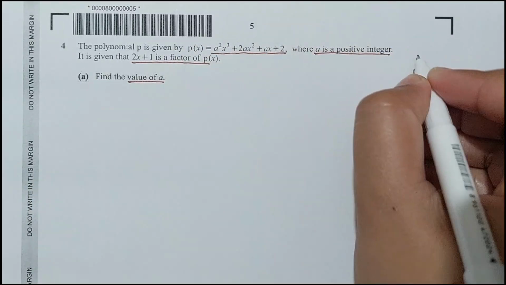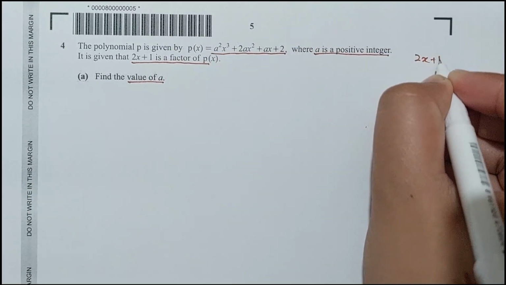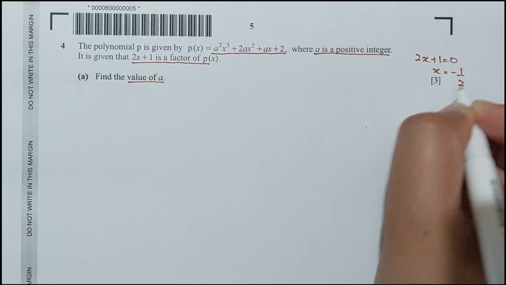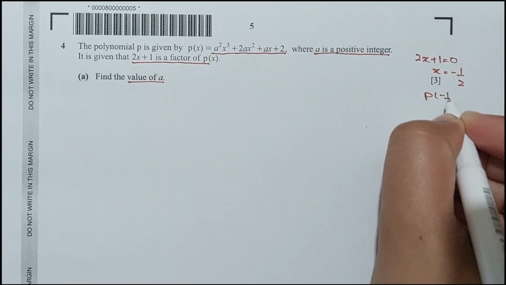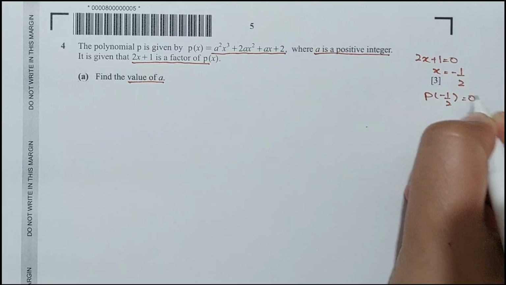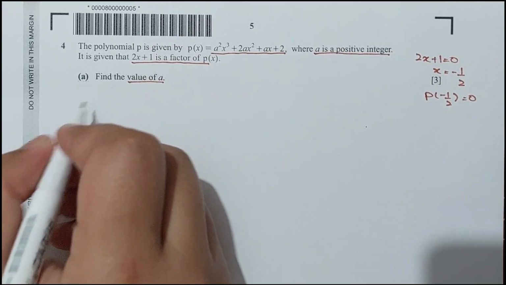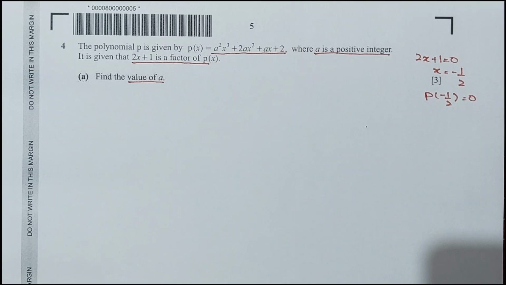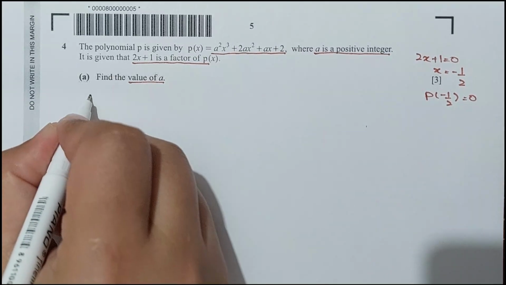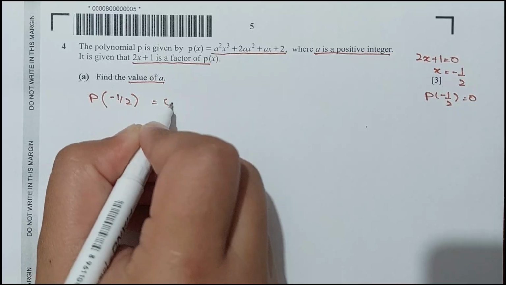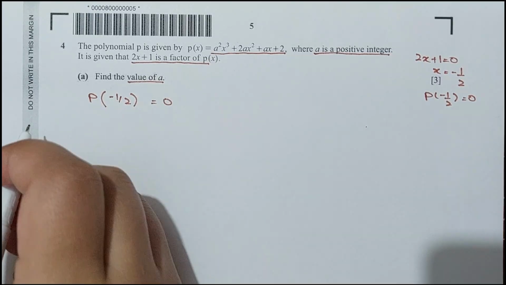Since 2x plus 1 is a factor of p of x, we can say 2x plus 1 equals 0, so x is minus 1 by 2. So p of minus 1 by 2 should equal 0, since it is a factor of p of x. Let's solve for a.